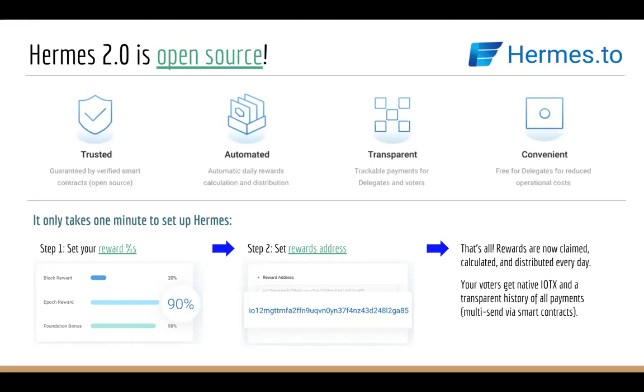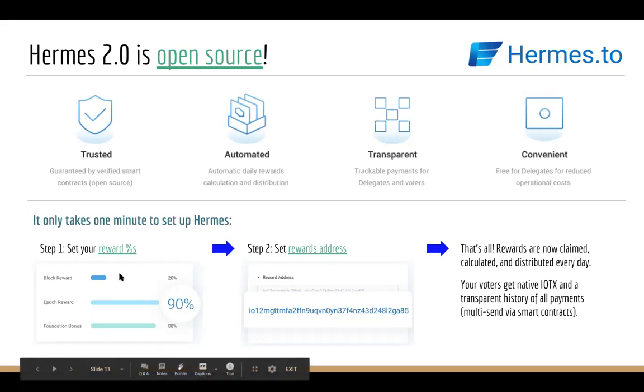But for delegates, it's really just a two-step process. You just set your reward percentages and set your rewards address, and that's it. The rewards are then calculated and distributed every day.